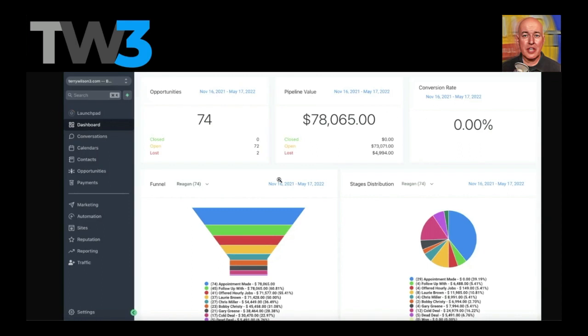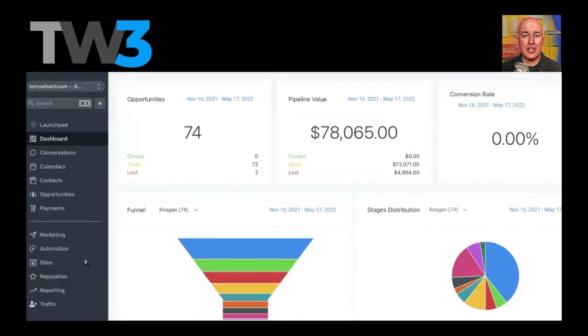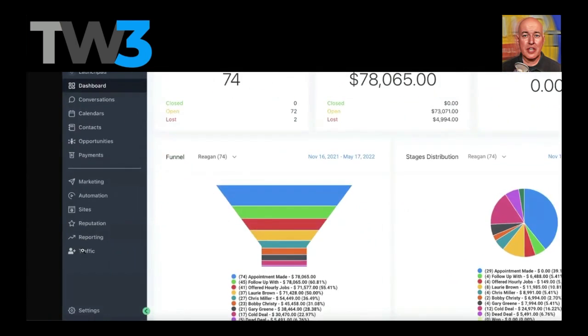But let's get into this. Boys and girls, ladies and gentlemen, children of all ages, there's a new toy in your back office. Look at it. It's right here. You see that right there where it says traffic?